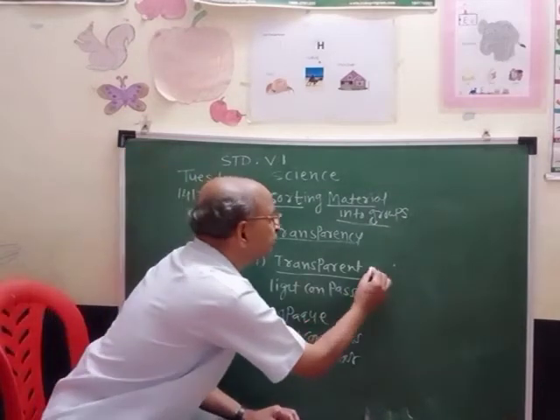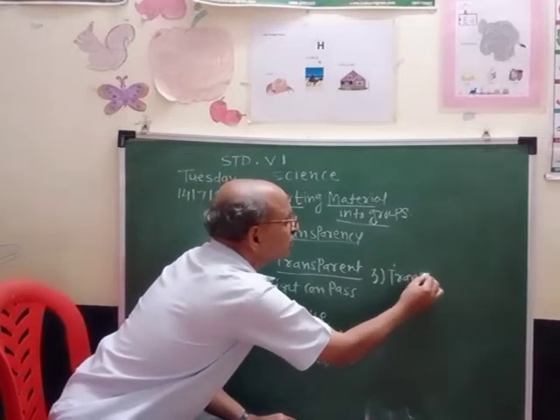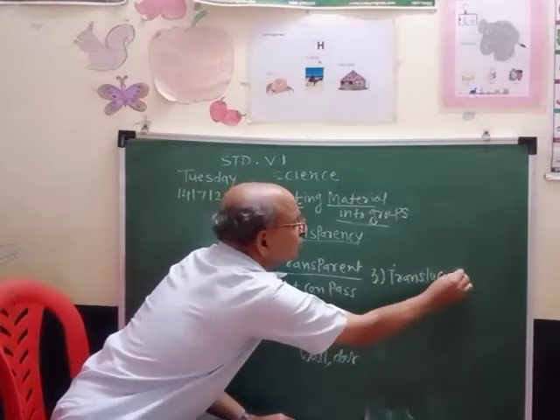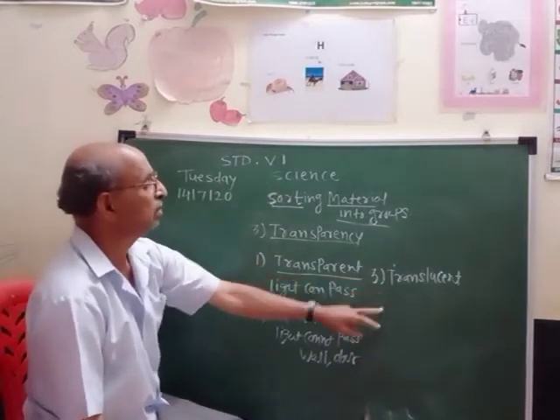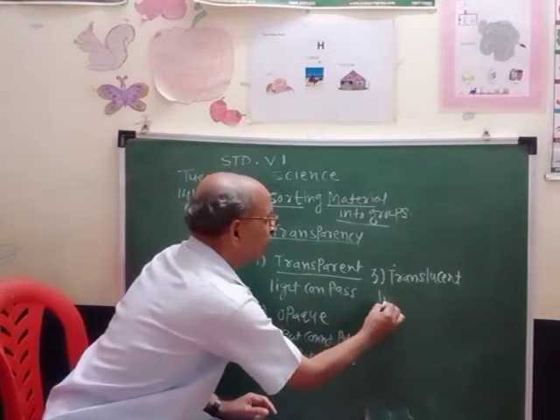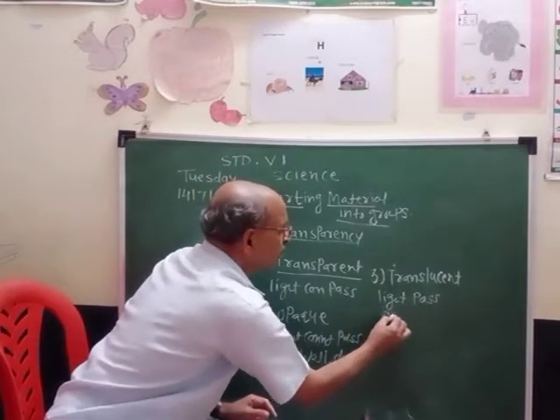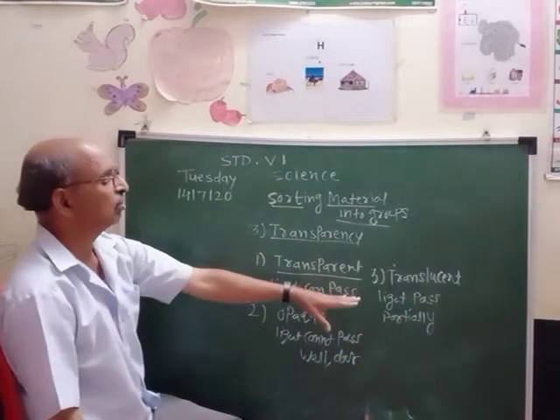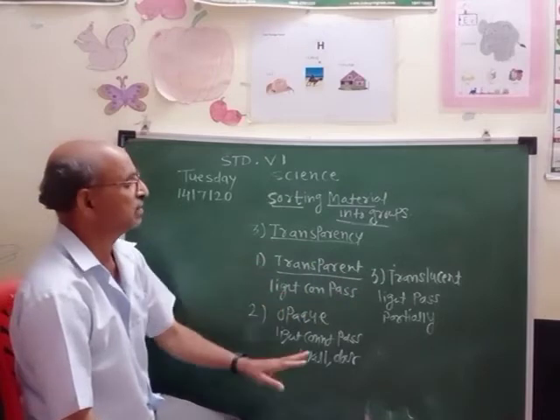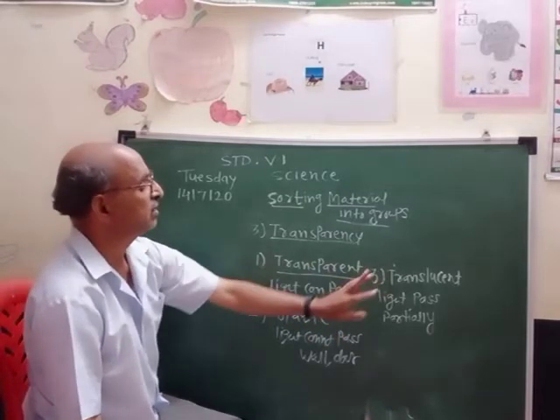And third is translucent. Third type of material is translucent. What is translucent? The light can pass through it partially. Light passes partially. Partially means some part of the light will pass, some part will not pass. So some part of the light can pass. So this is called translucent.